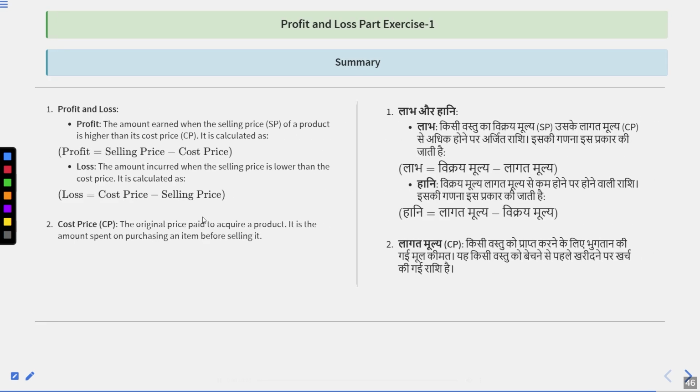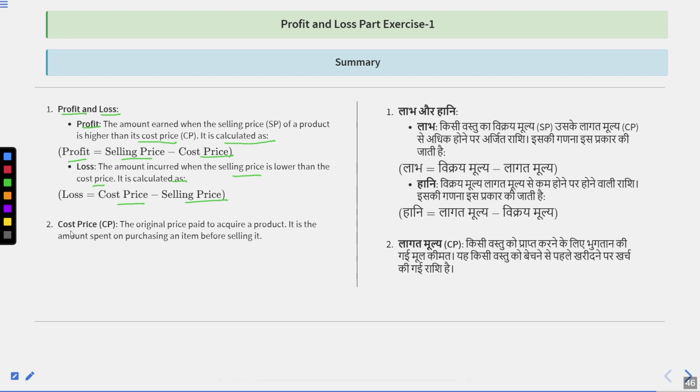Now let's summarize today's lecture. What is profit and loss? Profit is the amount earned when the selling price of a product is higher than its cost price. It's calculated as profit equals selling price minus cost price. In the same way, what is loss? The amount incurred when the selling price is lower than the cost price. It is calculated as loss equals cost price minus selling price.